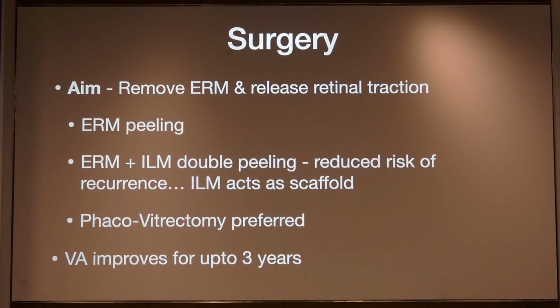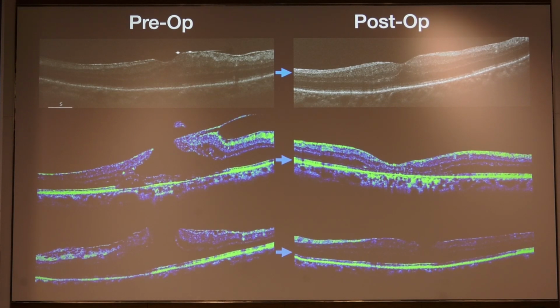The aim of surgery is to remove the ERM and release the retinal traction. Epiretinal membrane peeling can be done. I prefer to do a double peel, which is ERM plus ILM, because it reduces the risk of recurrence. A phaco-vitrectomy is preferred if the patient has cataract as well, because it saves the patient a surgery. Visual improvement occurs up to almost 3 years. So counseling is important. These are some of the cases that have been operated.